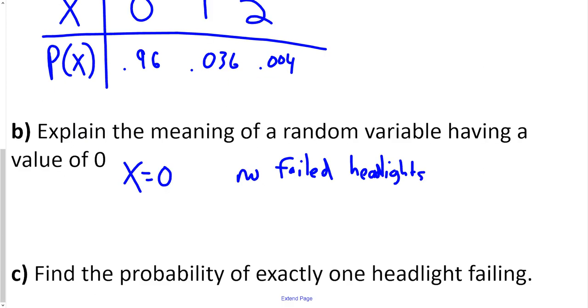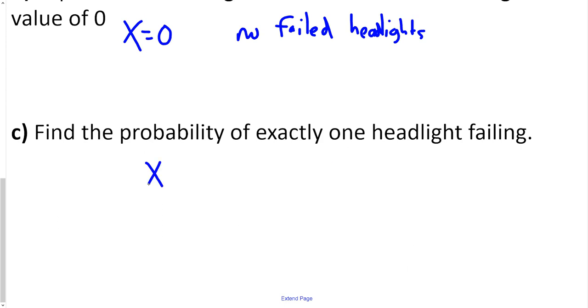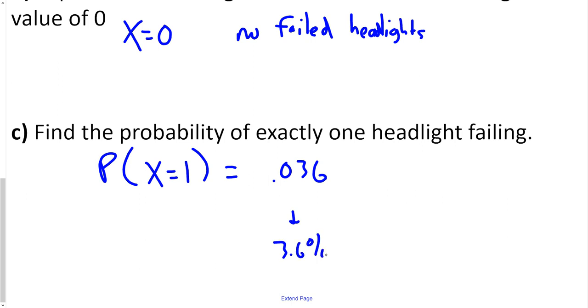That's exactly 1. That's X equals 1. So the probability of X equaling 1, that is simply given in the table. It is 0.036. And you can put that into words. Okay? You can say 3.6% of the time you have a randomly selected car with exactly one failed headlight. Okay? So this is what we're working with.